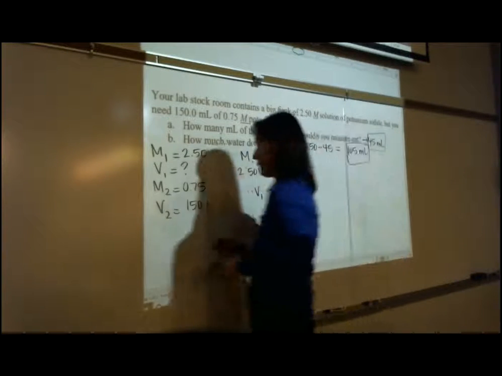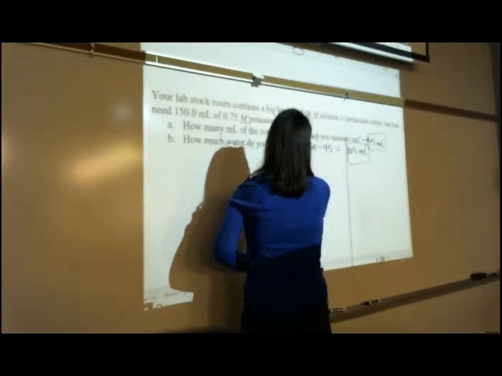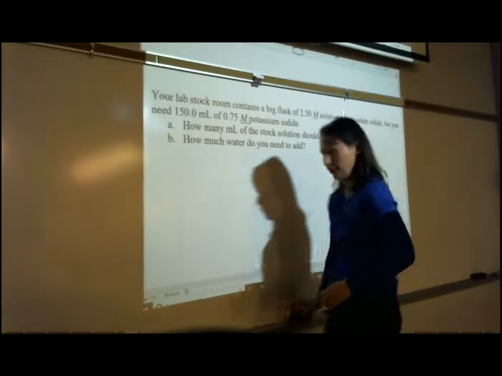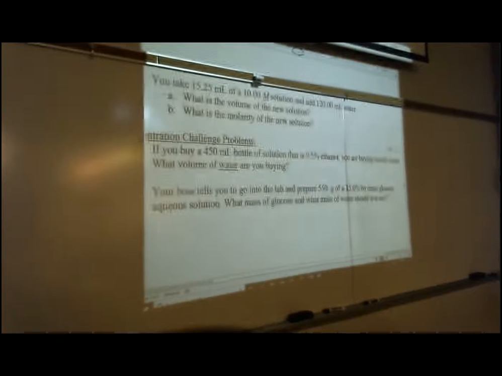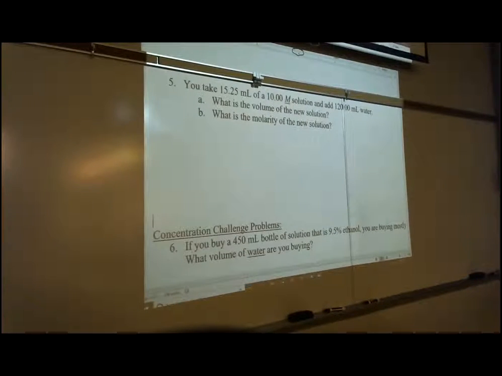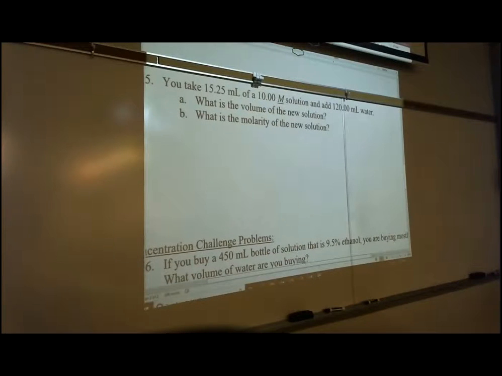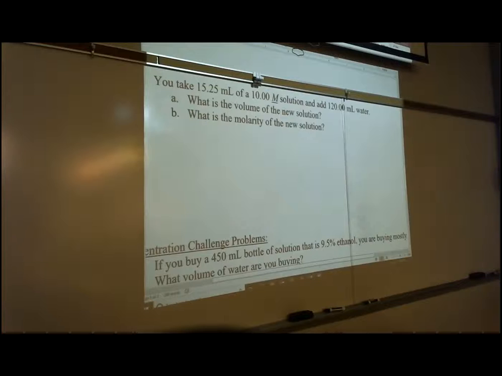All right, number 5 is very similar. And they're all very similar. It's just watching how the problem is worded and what the problem's asking from you. So number 5, not number 6. You take 15.25 milliliters of a 10 molar solution and add 120 milliliters of water. What is the volume of the new solution?